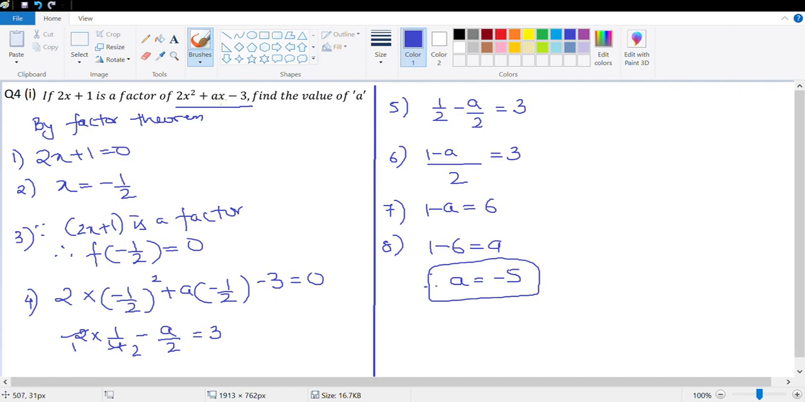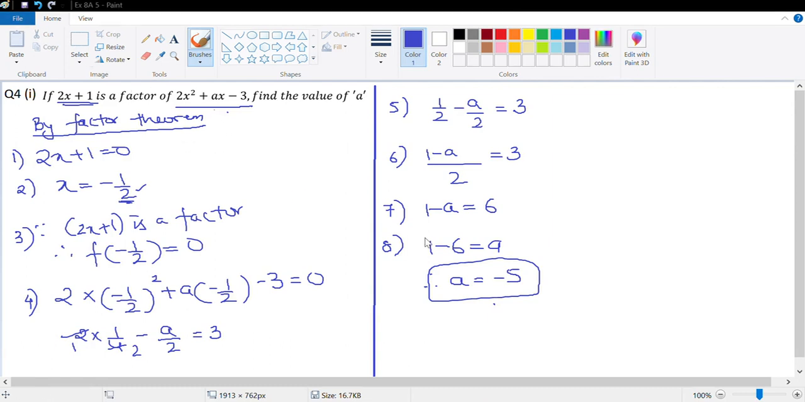I hope you realized we started by saying by factor theorem, we figured out the value of x. In this case, x was equal to negative half. 2x plus 1 will be a factor only if the remainder is 0. In this case, we can find the remainder by putting the value of x is equal to negative half in the polynomial, and we found the value of a, which was negative 5.